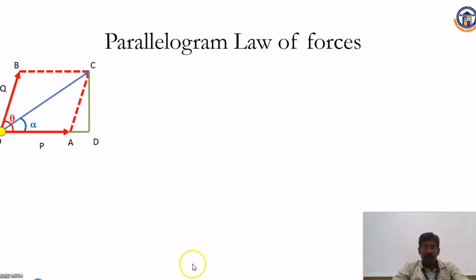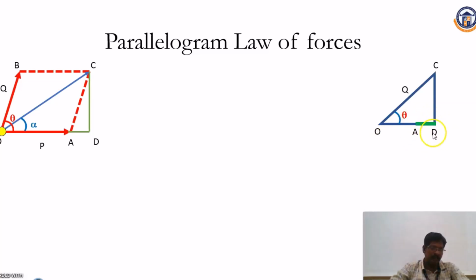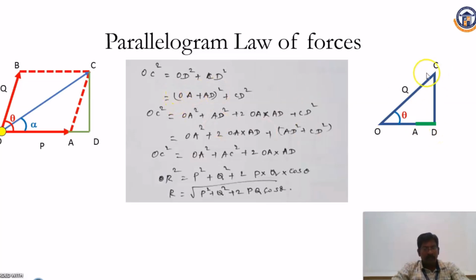Okay. So now let me take the triangle OCD. Okay, this triangle which will be represented here. So you can observe here OD is nothing but OA plus AD. So this AD has been represented in green color. So now we can find that OC square is equal to OD square plus CD square. So this OD square can be expressed as OA plus AD as written here. So OA plus AD whole square plus CD square.